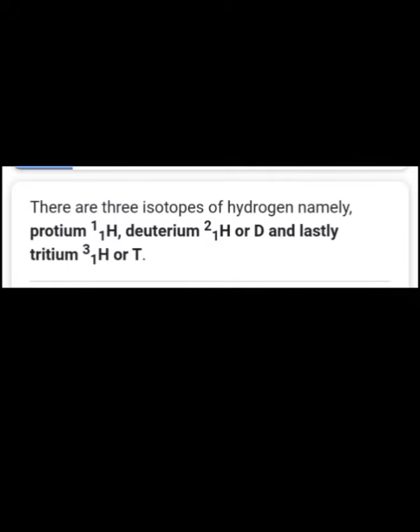Elements having the same atomic number but different mass number. We have chlorine 35, chlorine 35.5, and so on. As long as the neutron number is not the same, the mass number will be different. So that's how it is.